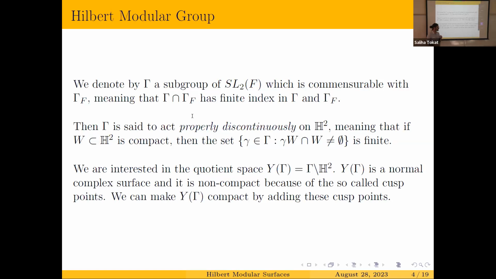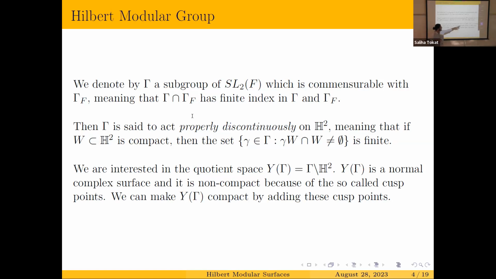But in the 1-dimensional case, the strip extends to infinity, but the infinity itself is not on the upper half plane. If you try to make it into a surface, there will be 1 point missing. And this prevents the quotient space Y from being a compact space. And that missing point is what we call a cusp point.